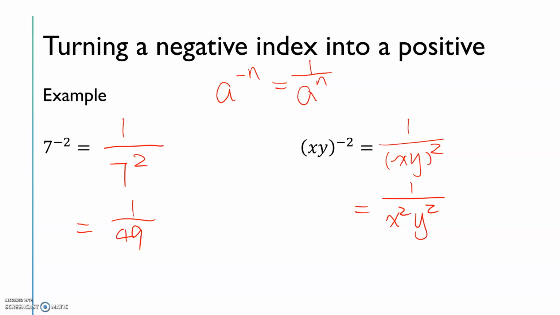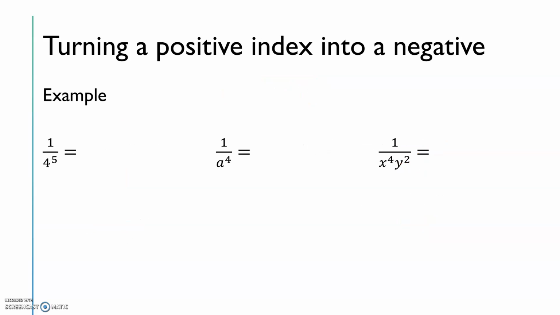Now, let's talk about the other way. We can also turn a positive index into a negative one. If we reverse this formula, remember we're saying a to the power of -n is equal to 1 over a to the power of n. So whenever we see a fraction that has a to the power of n on the denominator, for example, here we have 4 to the power of 5, what we can do is bring this up. We can remove the fraction.